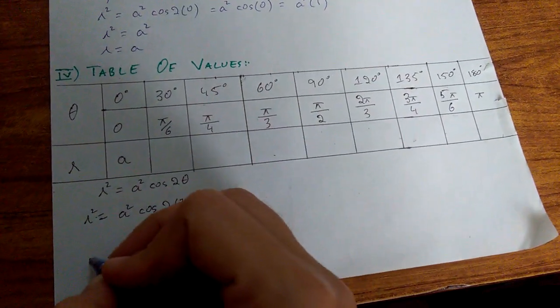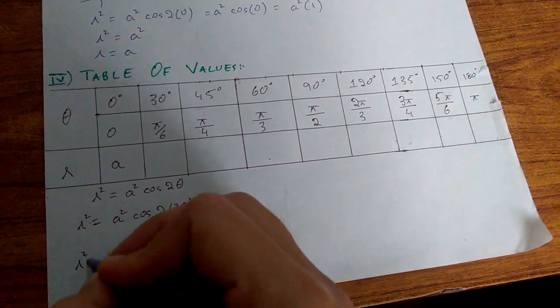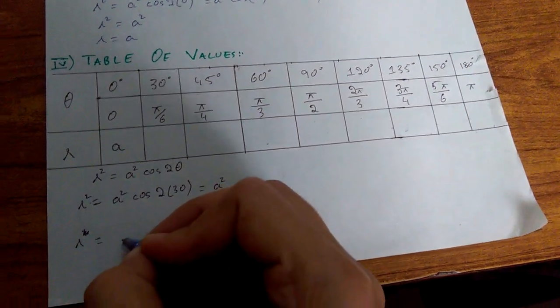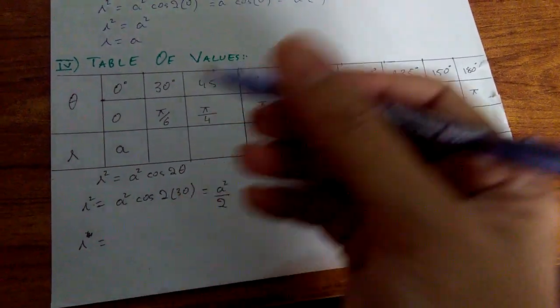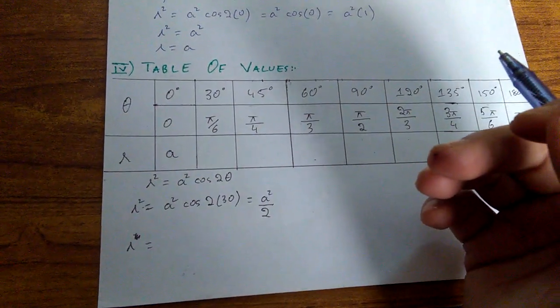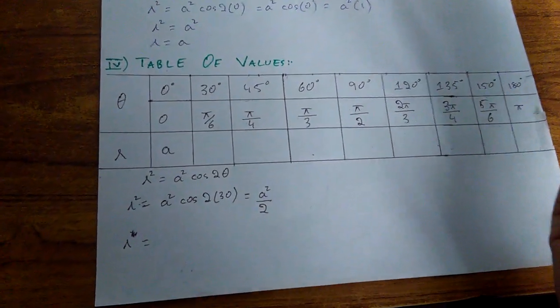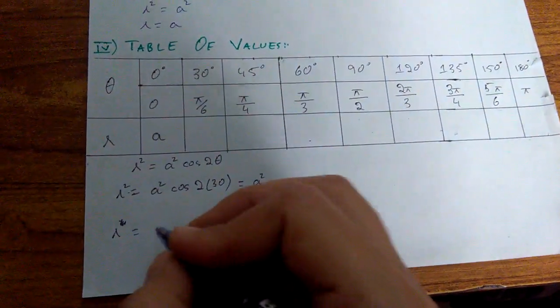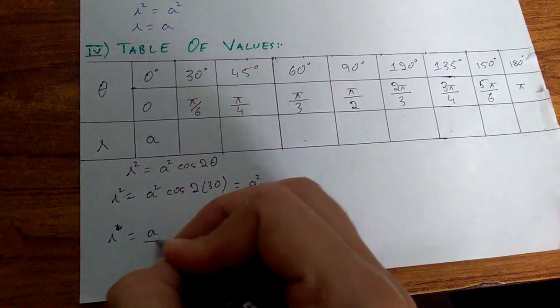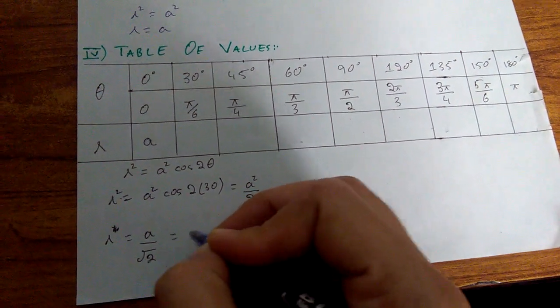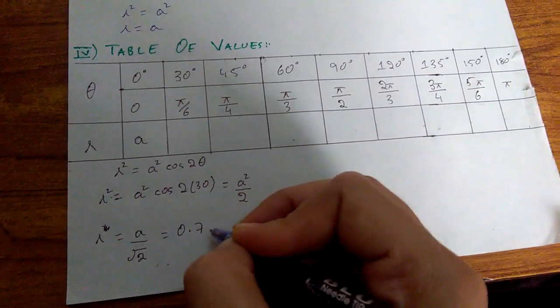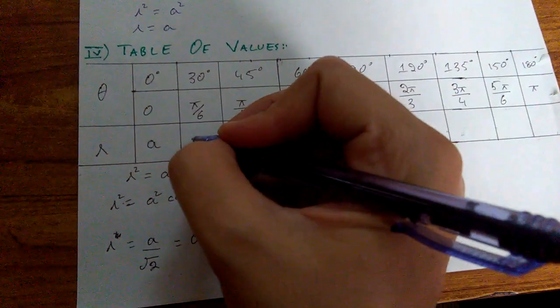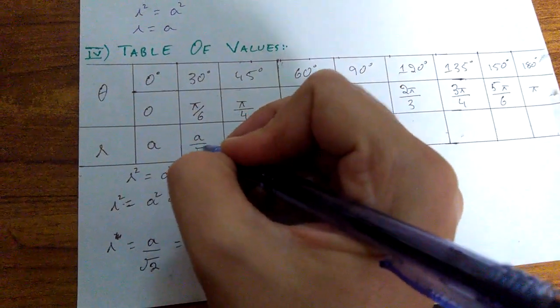Once I take square root at both sides, I'm going to get plus minus a upon under root 2. So I'm just going to pick up the positive value of r, because r is nothing but representing the magnitude of the radial segment. Magnitude is always positive, so that's how I pick up. It is a upon under root 2, or also you can write it as 0.7 a. Okay, so it is this, a upon under root 2.